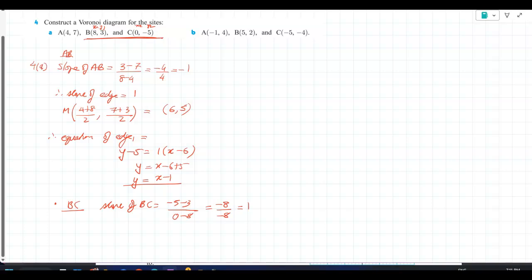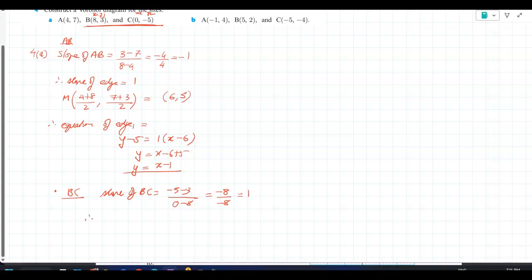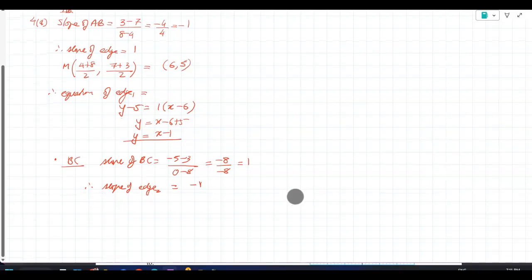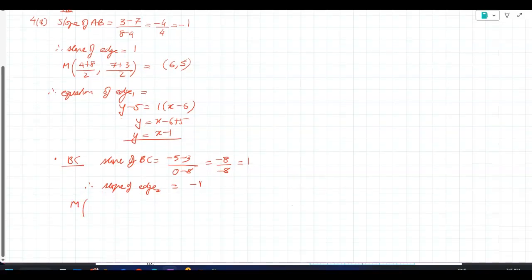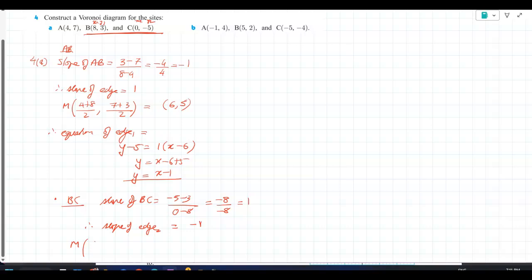Right? Therefore, what is the slope of the perpendicular bisector? Minus 1, the negative reciprocal of 1. What's the midpoint? x1 plus x2 over 2, so 8 plus 0 upon 2, comma, 3 plus minus 5 upon 2.